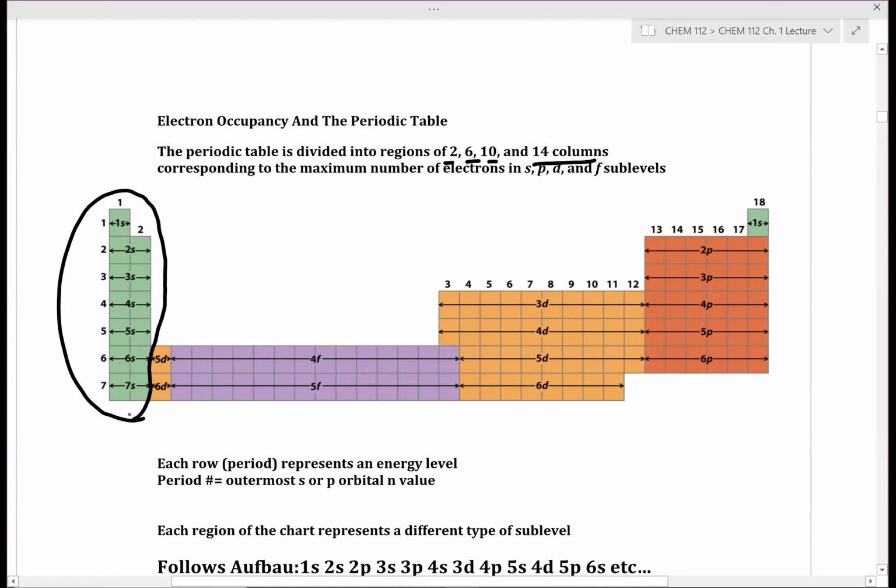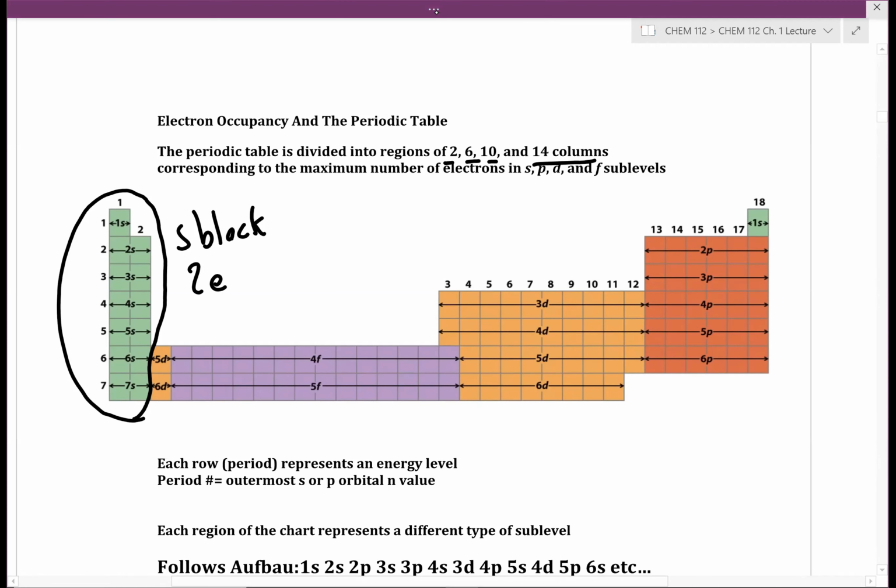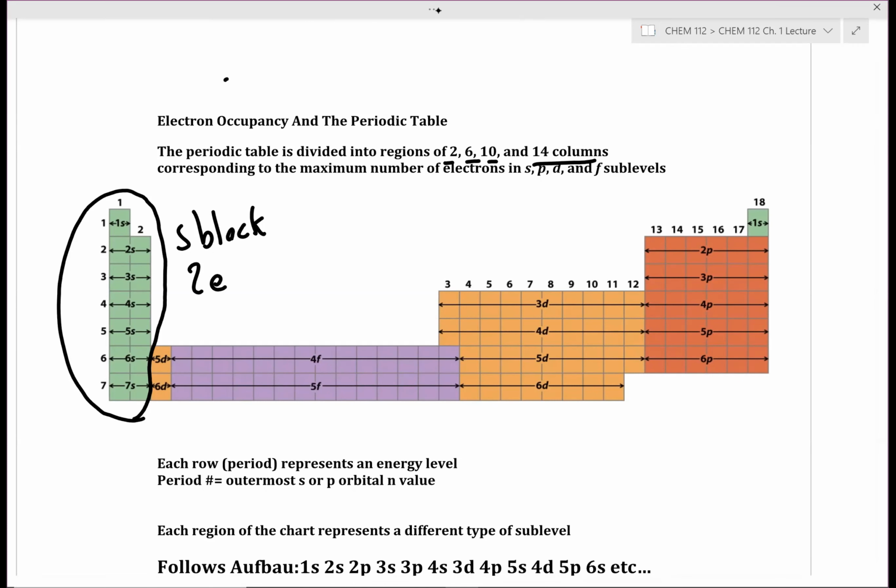How many electrons total can we fit in an s orbital? 2. This is why this is called the s block, because the s block can accommodate a total of 2 electrons. By the same note, we see a region on the right-hand side of the periodic table.